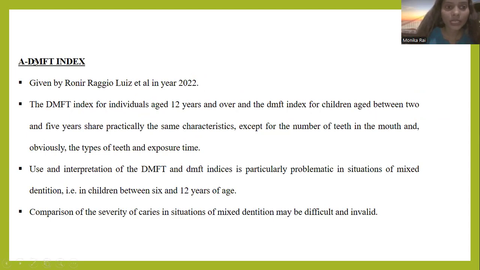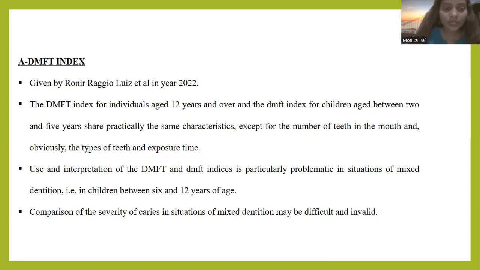Next one is ageless DMFT index. A means ageless DMFT index. So the basic thing is, in simple words, we can use it in both primary and permanent dentition, that is why it is the ageless DMFT index. So this is given by Ronir Raggio Luiz et al. in the year 2005. The DMFT index for individuals aged 12 years and over, and the dmft index for children aged between 2 and 5 years, share practically the same characteristics, except for the number of teeth in the mouth and obviously the types of teeth and exposure time.